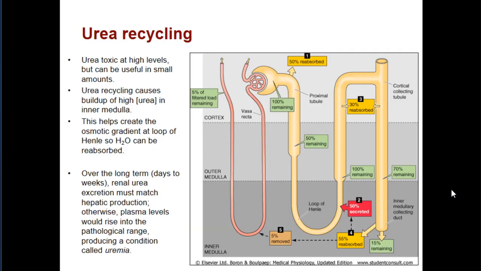And to summarize renal handling of urea, urea is freely filtered. About half is reabsorbed in the proximal convoluted tubule, and an amount equal to that reabsorbed is then secreted back into the loop of Henle. And finally, about half is reabsorbed again in the medullary collecting duct. The net result is that about half of the filtered load is excreted.